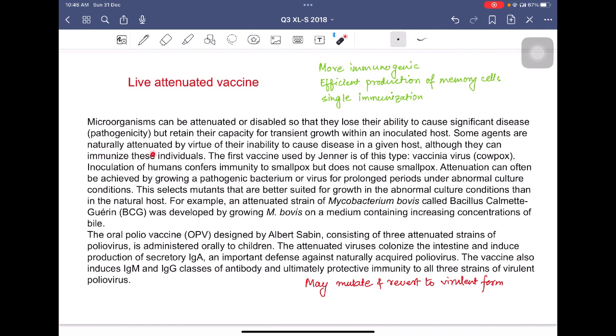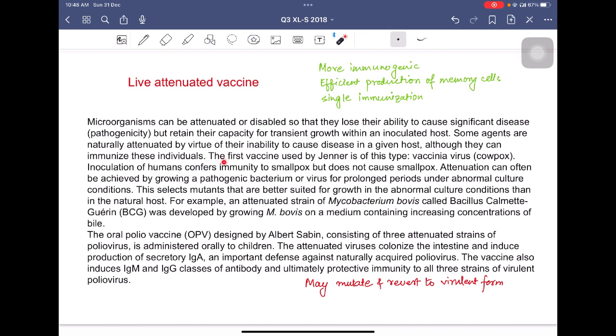Some agents are naturally attenuated by virtue of their inability to cause disease in a given host. We know that some viruses are specific for their hosts. So a particular type of virus cannot grow in or cannot infect all types of organisms, right? They have their particular host. So that is how they can be attenuated naturally.